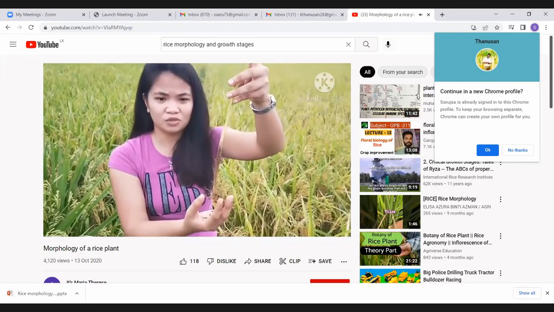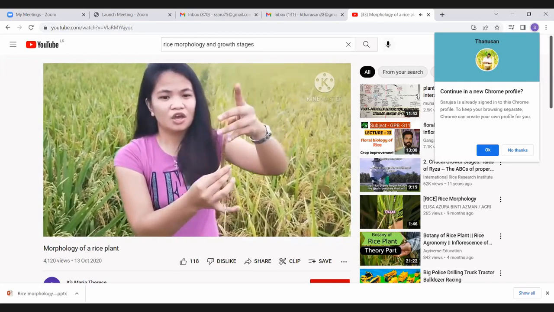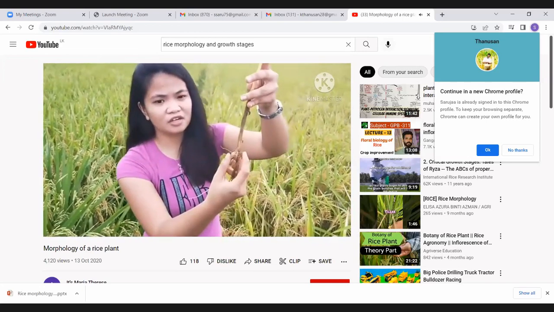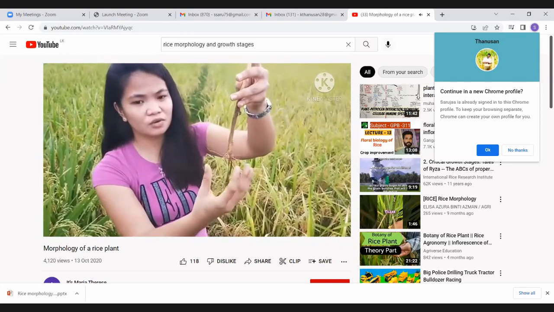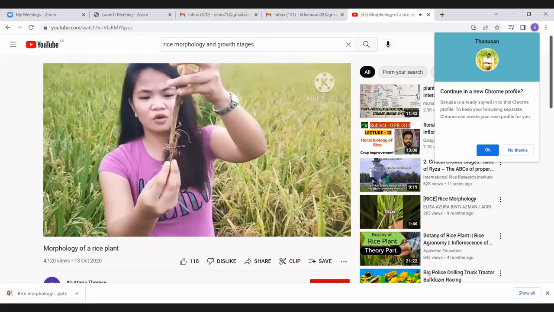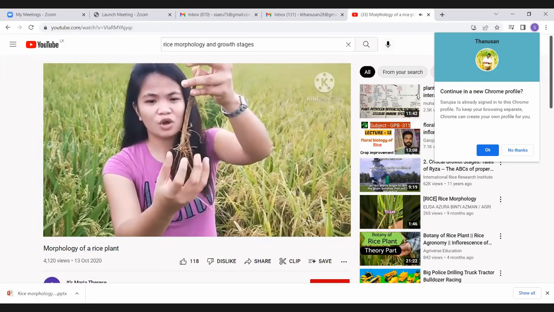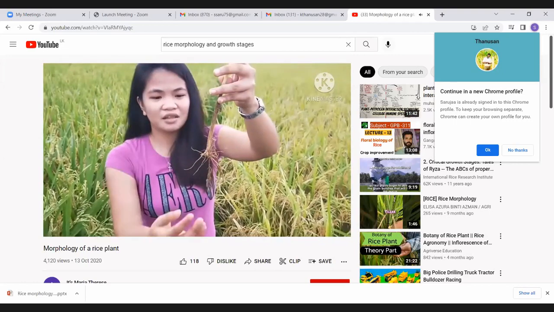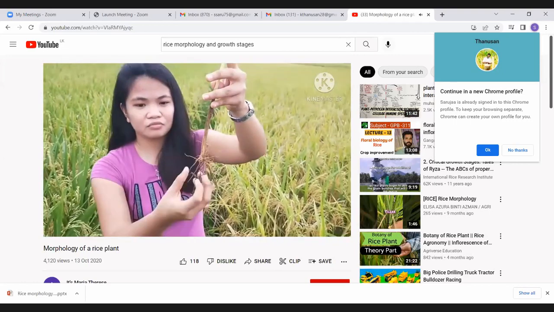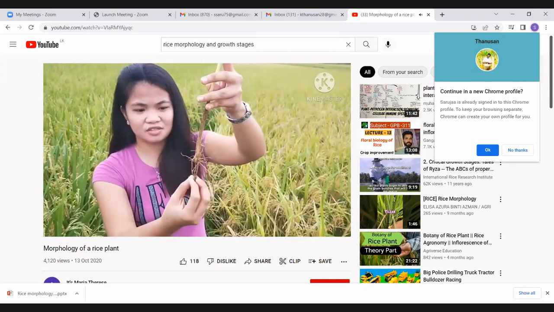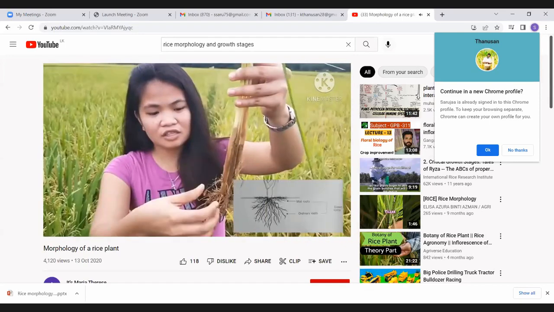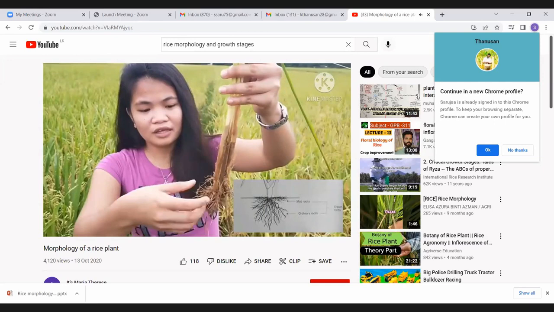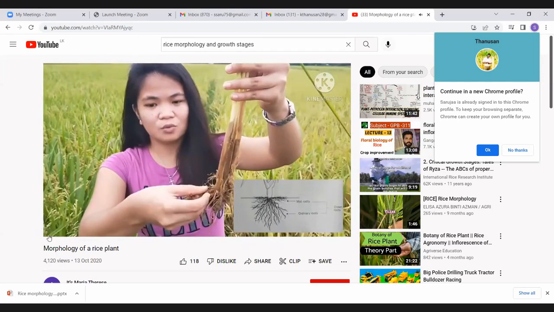On this part of the root, this is what we call the crown roots, which we can find below the soil surface. This crown root consists of the mat roots and the ordinary roots. In this part, this is what we call the mat roots, which are located on the top of the soil.